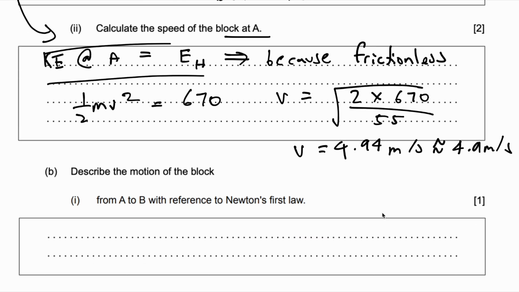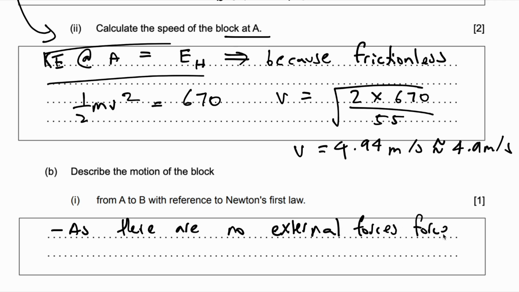Okay, now part B. Describe the motion of the block. B1, from A to B, with reference to Newton's first law. Using Newton's first law, we need to describe the motion from A to B. We know it's a frictionless surface. And what does Newton's first law tell us? An object at rest will stay at rest, and an object in motion will stay in motion unless acted upon by an external force.